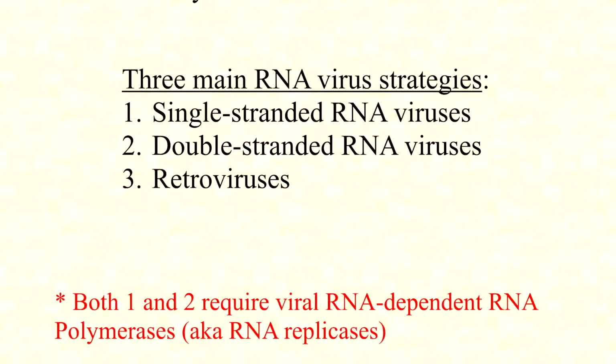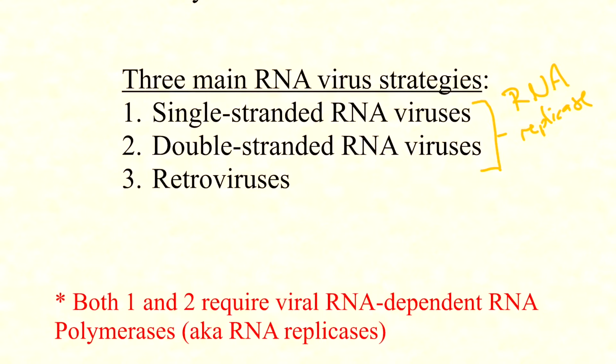Now, it's important to understand that among the RNA viruses, there are three main general strategies: single-stranded RNA viruses, double-stranded RNA viruses, and then the retroviruses. These first two, the single-stranded and double-stranded RNA viruses, we talked about in an earlier video, have to bring with them an RNA replicase, right? They have to have with them an RNA-dependent RNA polymerase, because the one that's found in the human cells or any other eukaryotic cell is going to be DNA-dependent and will be useless for replicating that RNA.